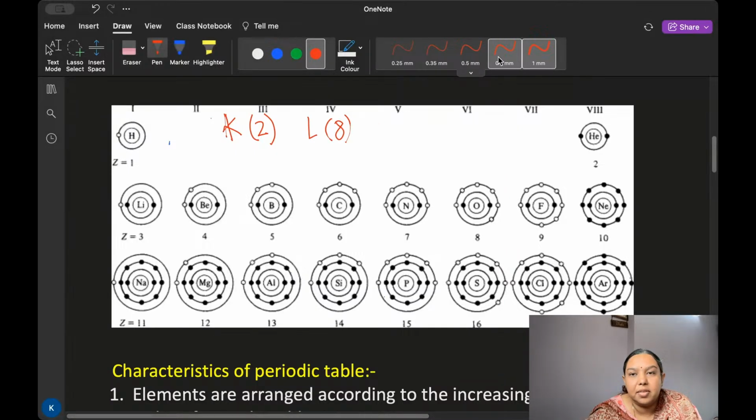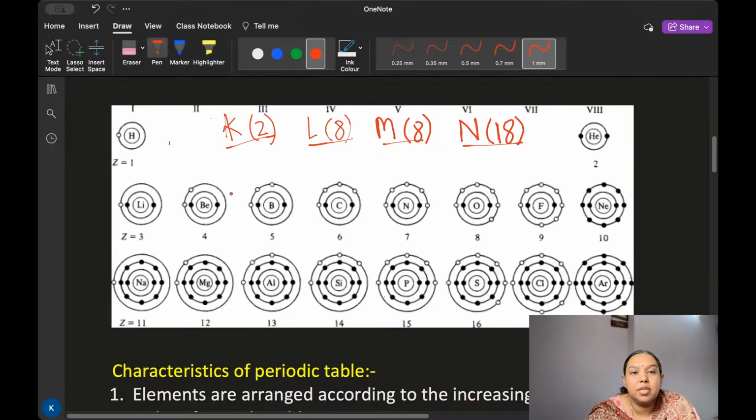Then we have M shell. Maximum capacity of the M shell is again 8. And then we have N shell, and the maximum capacity of the N shell is 18. So this is how the electrons are filled: K shell with 2 capacity, L with 8, M with 8, and N with 18.